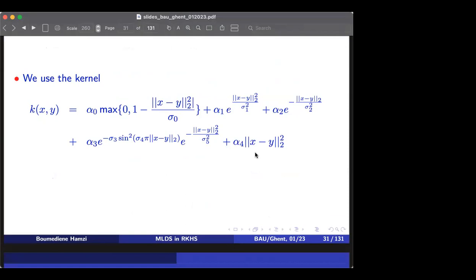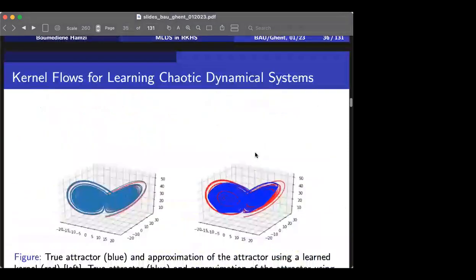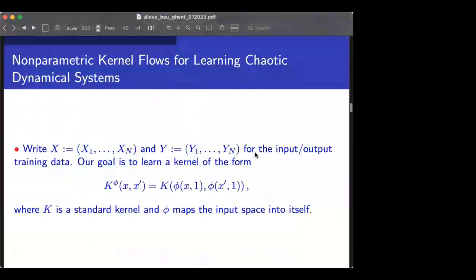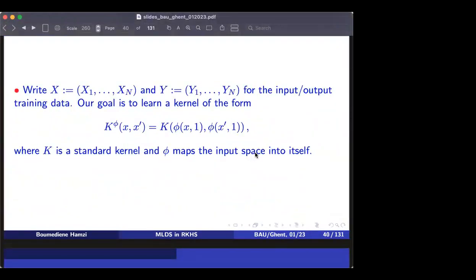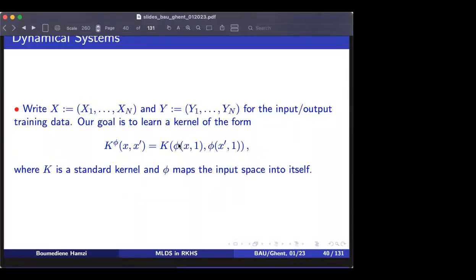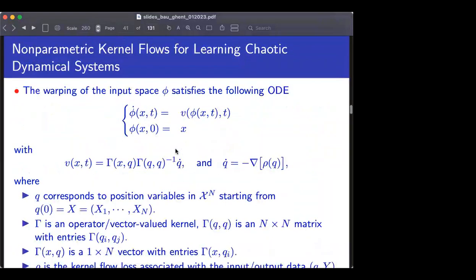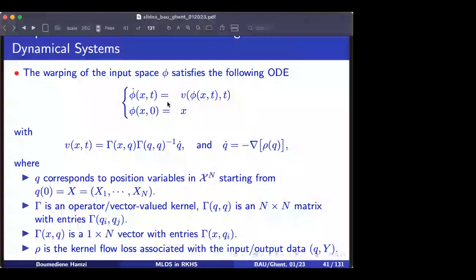Non-parametric kernel flows starts with a different premise: we want to deform the data. So one is learning the parameters, and the other one is deforming the data in such a way that we learn the kernel. So we start with the kernel K, and we deform K(x, x'), and then we deform the data using a flow. We want to deform the data using a dynamical system itself to define a new kernel. So the warping of the input space satisfies the following ODE. This is the dynamics of the warping.